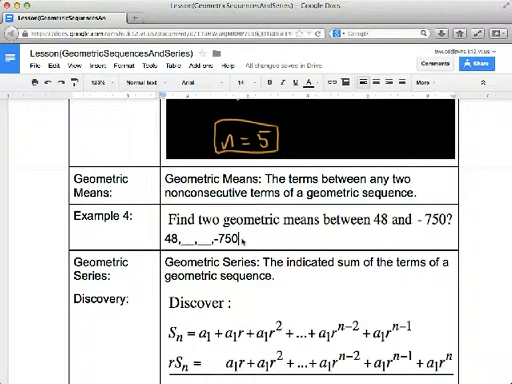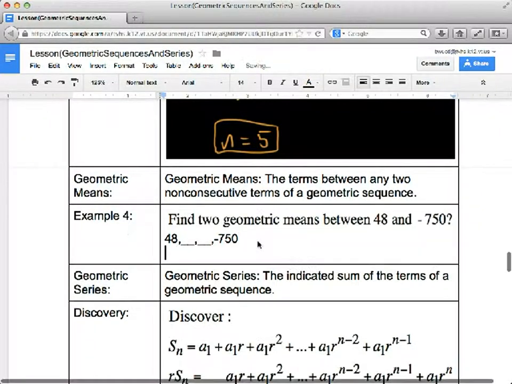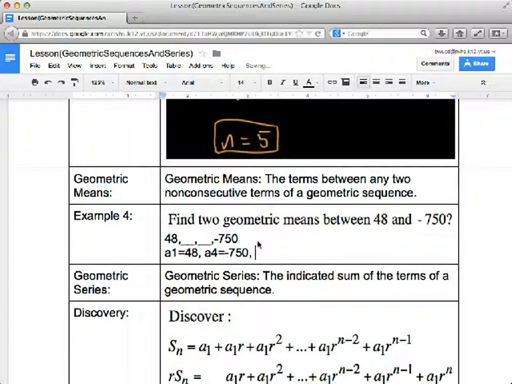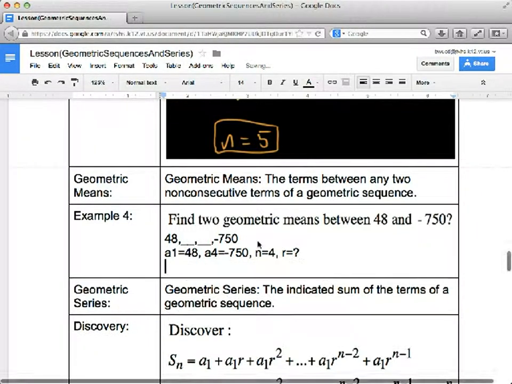So all I'm looking for is the value of... let's see, is it connected? Here we go. So I know a1 is equal to 48. I know that a sub 4 is equal to negative 750. I know that n is equal to 4. And I'm looking for r, the common ratio. So I would just set that all up and figure it out.